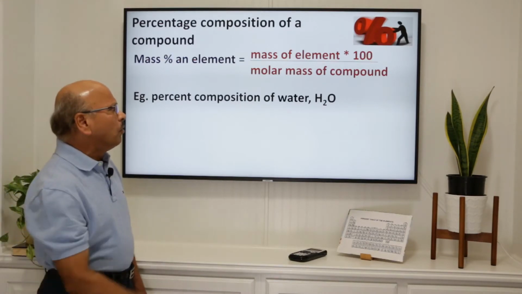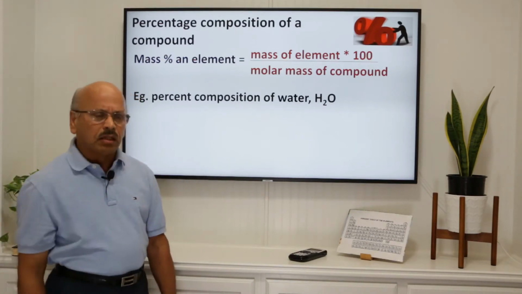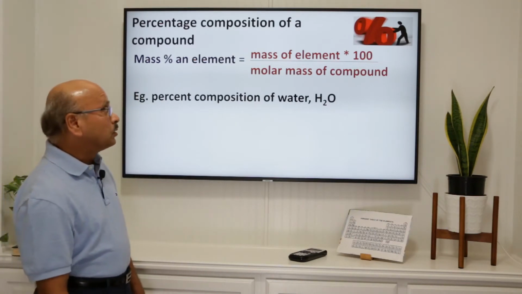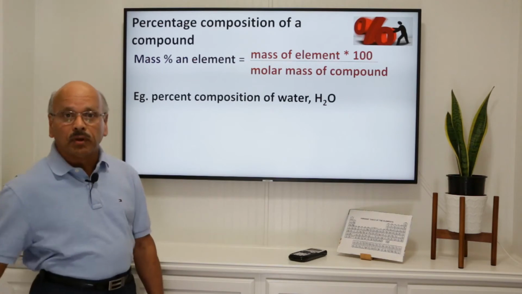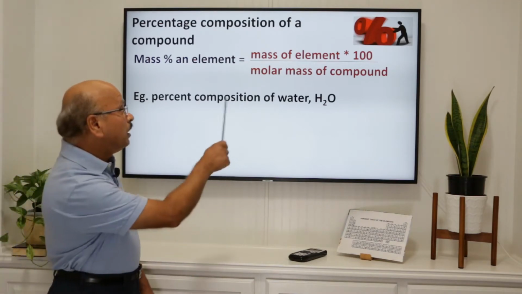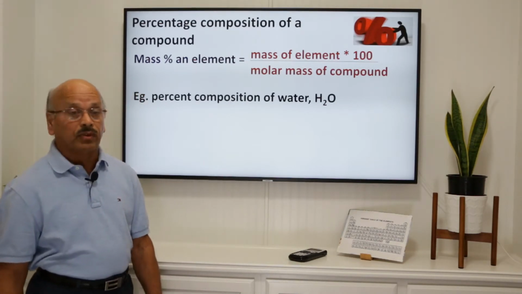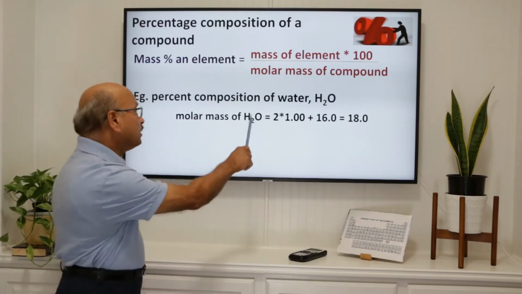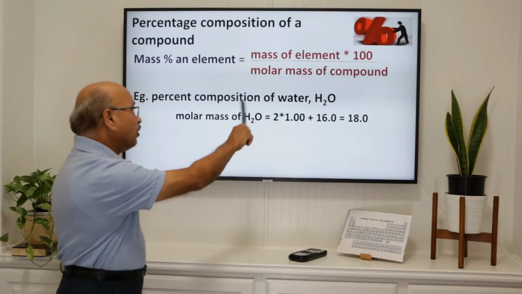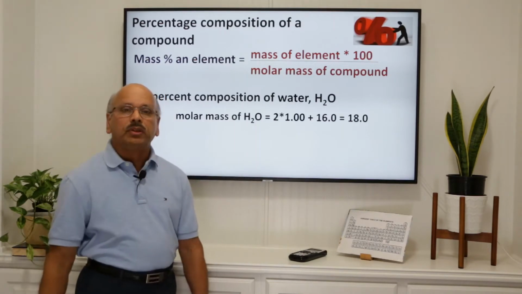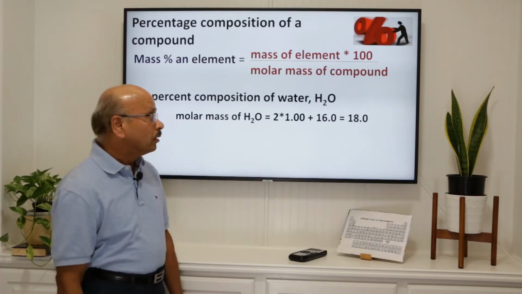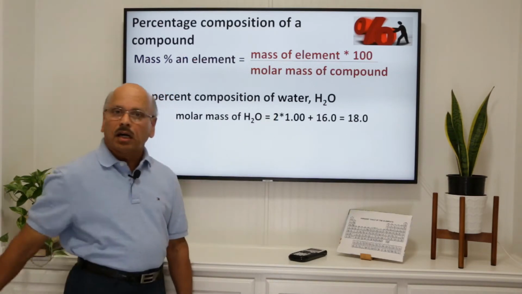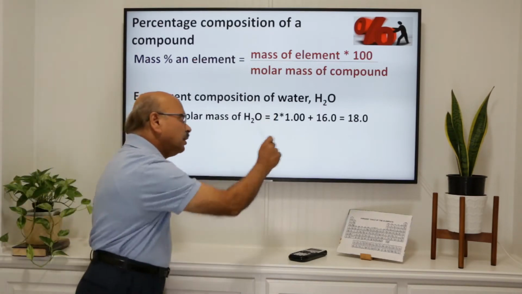Water has two elements, hydrogen and oxygen. If you want to find the percent mass of hydrogen and oxygen in this compound, what do we need? We need the molar mass of water first. What is the molar mass of water? Yes, two hydrogens, which is 2, one oxygen, which is 16, add them together, you get 18. So, out of 18, 2 is hydrogen and 16 is oxygen.